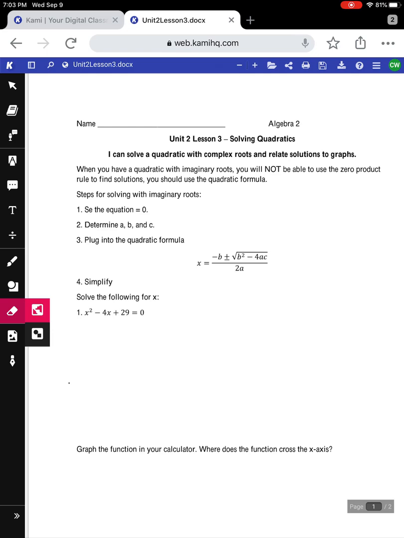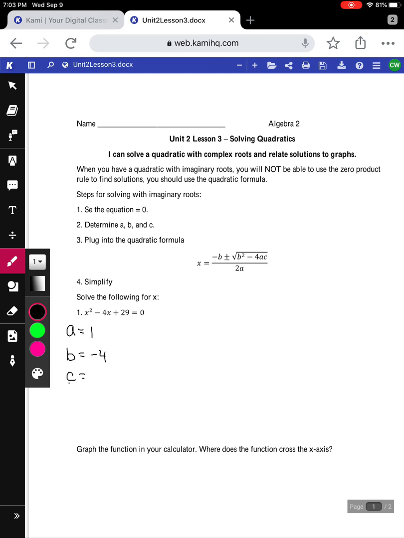Now, luckily, this one's already set equal to 0 for us, so we can start by determining a, b, and c. Remember, a is your number in front of your squared term. In this case, we just have x squared, so the number in front is 1. b is the number in front of your variable, which in this case is -4, and c is your plain number, which is 29. Now I can go ahead and plug into my quadratic formula.